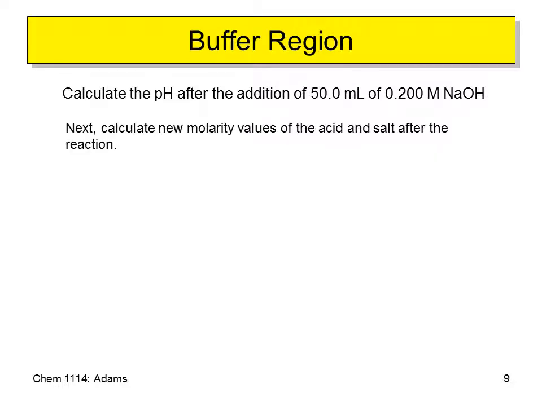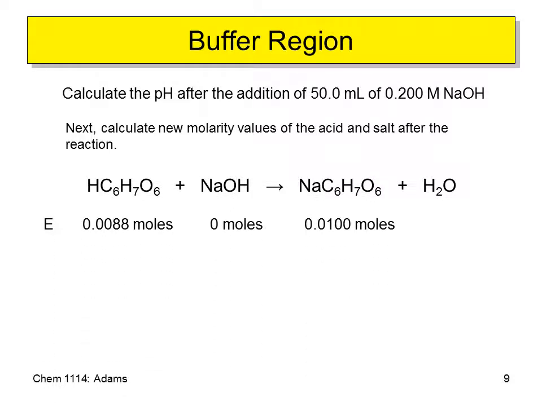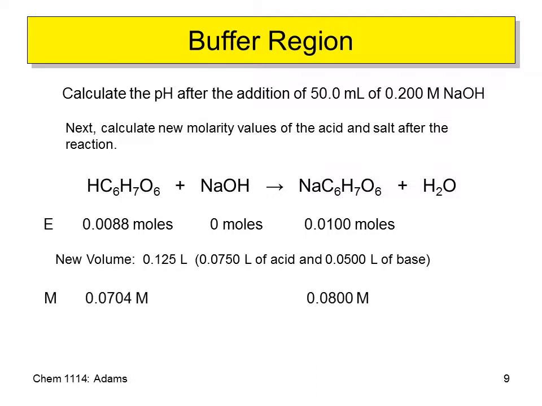Next, we're going to calculate, for step 2, the new molarity values of the acid and the salt after the reaction. So this is from the previous slide, our moles, and we know that moles divided by liters is molarity. My new total volume is the initial volume of the acid plus the volume of the base that I just added. Dividing moles by liters gives a new molarity value for the weak acid and its salt.